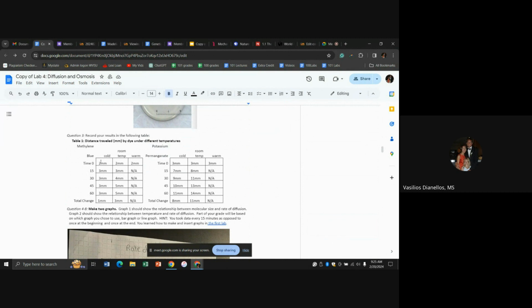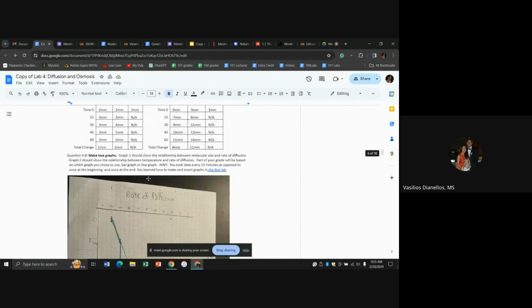Here we started at 2, up to 3, got 1 millimeter of change. 2 to 5, just 3 millimeters of change. Good. 3 to 11, which is an 8 millimeter change. That's good. It's 3 to 14, 11. Good. And then once again, it got too hot and didn't work. So good. That math looks fine. Let's look at the graphs.